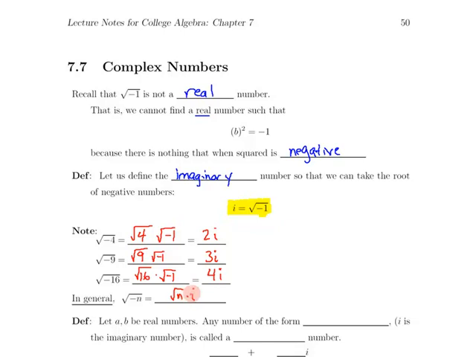Although in many cases I'll tend to write the i out in front of a radical just so that there's no confusion of where the radical itself ends. You know what I mean? Okay. So we know what the imaginary number is.